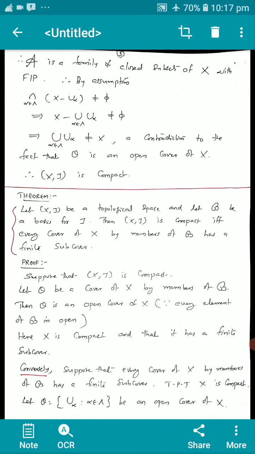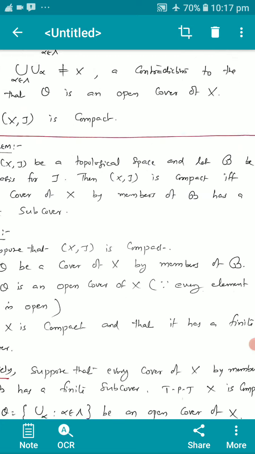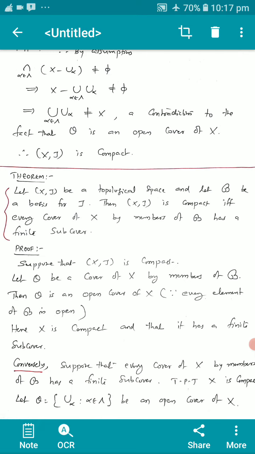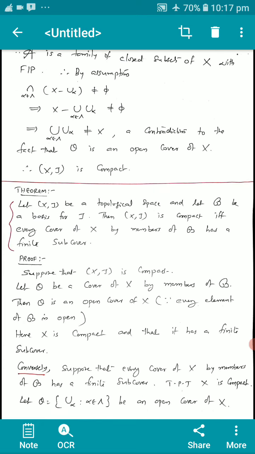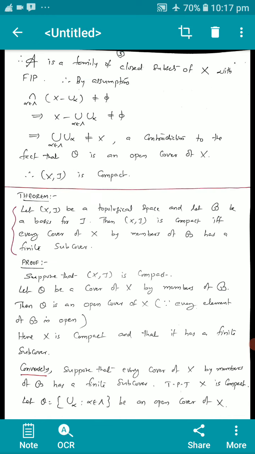Let X be a topological space and let B be a basis for tau. Then X is compact if and only if every cover of X by members of B has a finite subcover. We can discuss a proof of it. Suppose that X is compact. Let theta be a cover of X by members of B. Then theta is an open cover of X. Why? Because every element of B is open, because it's a basis. Here X is compact and so it has a finite subcover. That is the first part.